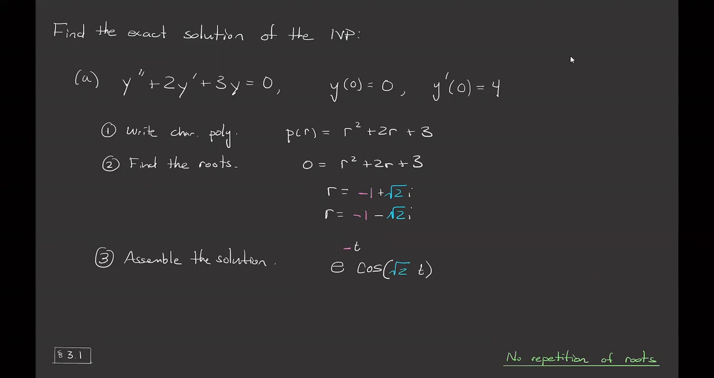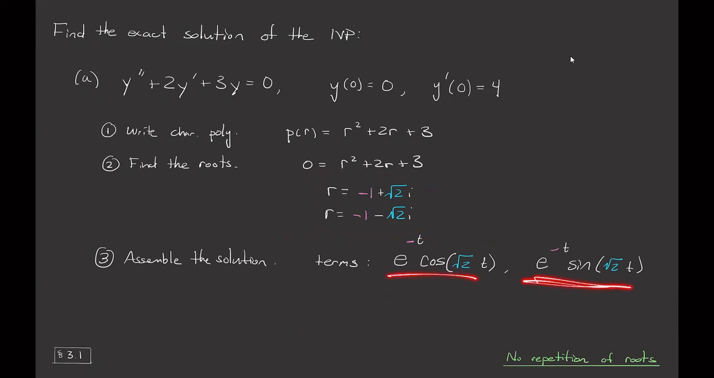There's one term. And let me push this off to the side and just indicate that what we're finding are terms, things that will be put together to get the solution formula. Then we also have e to the negative t times sine of square root 2 times t. We had two roots, a complex conjugate pair, and then we get two terms from it.